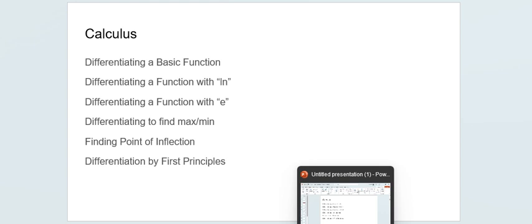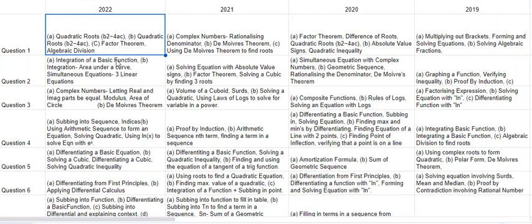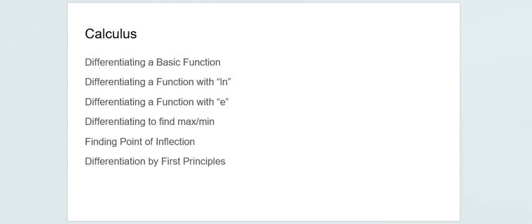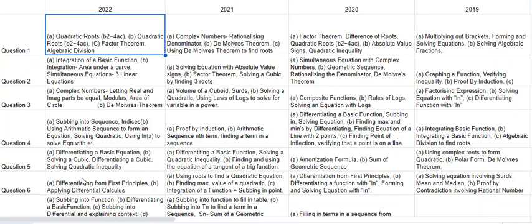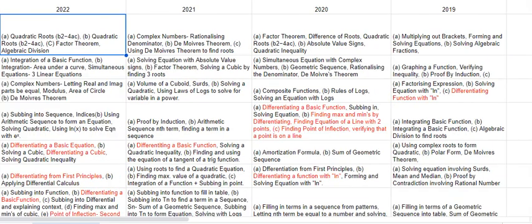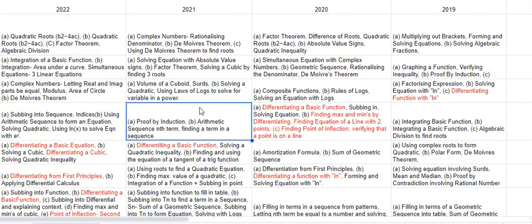What I'm going to go through here, I'm just going to show you a question really quickly on each of them. So the first thing, differentiating a basic function. So this came up. Oh yeah, sorry, I want to show you this first. If you go back to the spreadsheet here, I've highlighted in red all the places differentiation comes up.